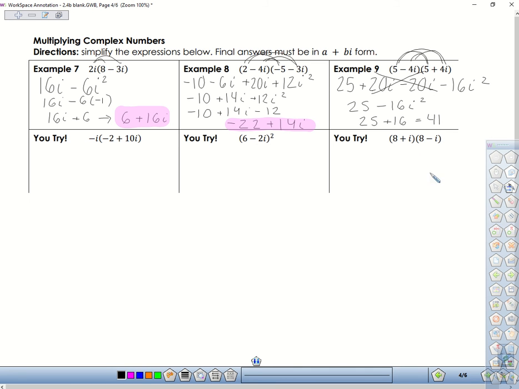41. So your answer here is technically 41, which is correct, but it wants our answer in a plus bi form. So how you would have to write this if they wanted that form would be 41 plus 0i, which is weird, but that's the right form because you have to write it in complex form. You have to put 0 as your b.